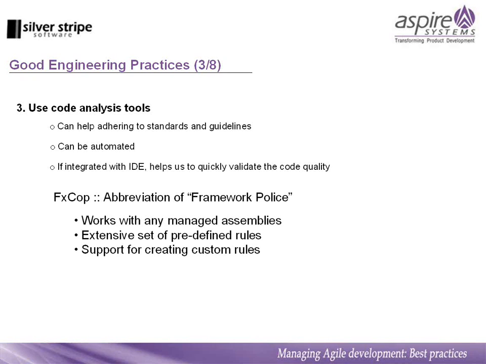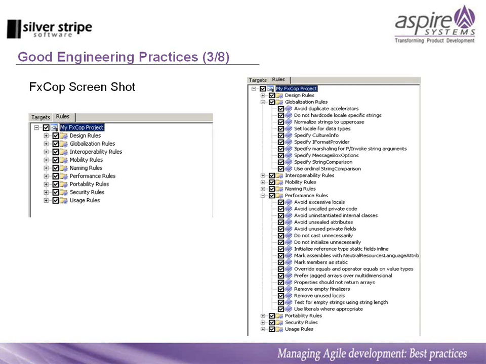Okay. So from the .NET perspective, we have one tool known as FxCop, which is an abbreviation of Framework Police. This tool works on managed assemblies. It has an extensive set of predefined rules, and it also supports high customization options. So we can go ahead and customize the rules based on our needs. The screenshot is going to be something like this. At a high level, we have design rules, globalization rules, interoperability rules, naming rules, and so on, and each section has multiple items to it.